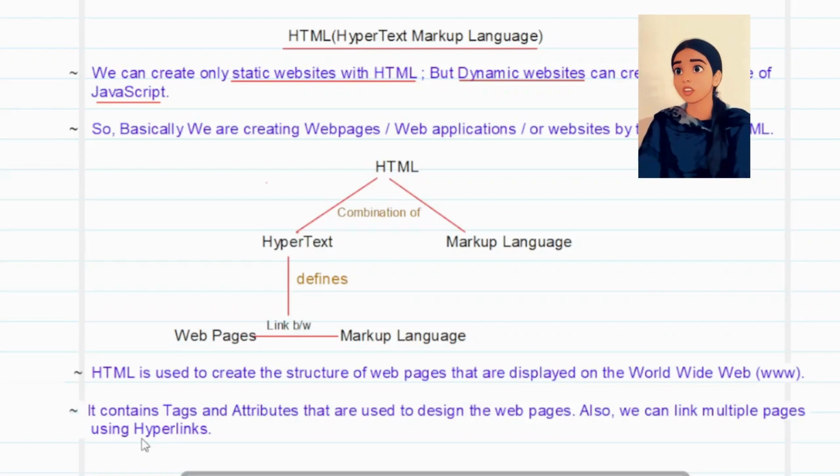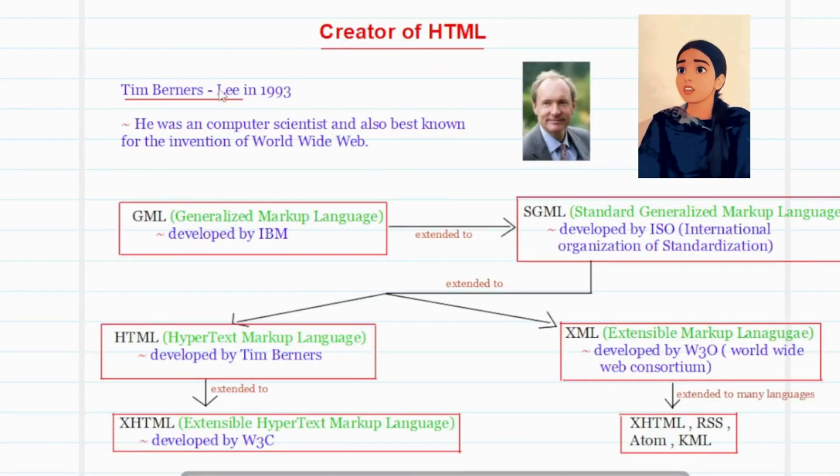Now moving further to the next point, the creator of HTML. Tim Berners-Lee is the creator of HTML, and he created it in 1993. He was a computer scientist and is also best known for the invention of the World Wide Web, meaning he participated in the invention of the World Wide Web.